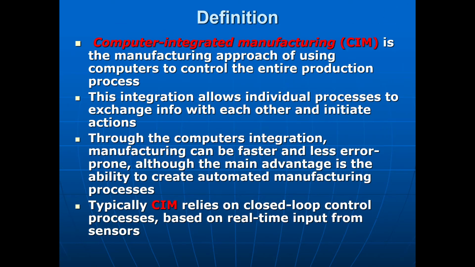And then a typical CIM relies on a closed loop control process based on real-time input from sensors. So like I said just now, we allow the exchange of information from each individual process or station. To do this, we use a sensor for a closed loop process based on real time. In real time, they give the information, and at the same time the process initiates the new action for the next process.